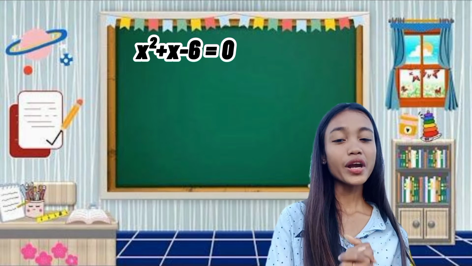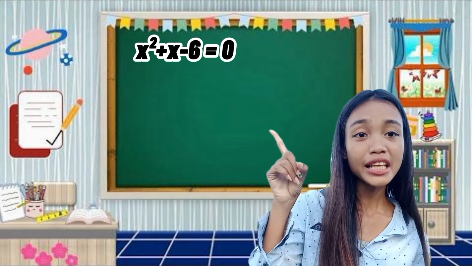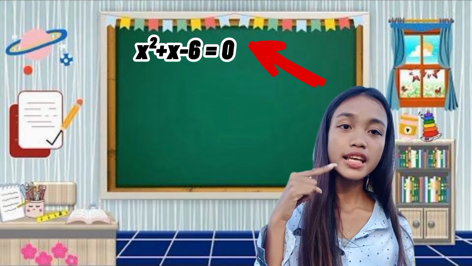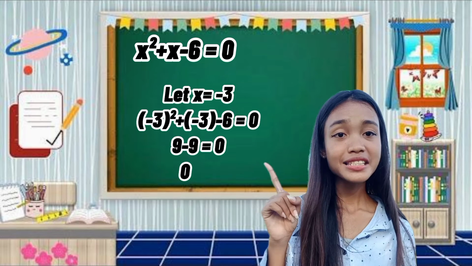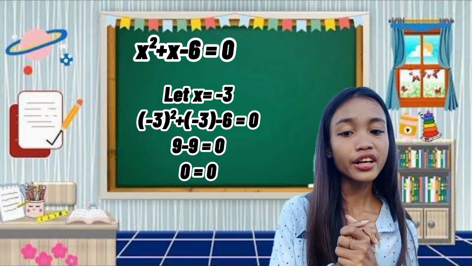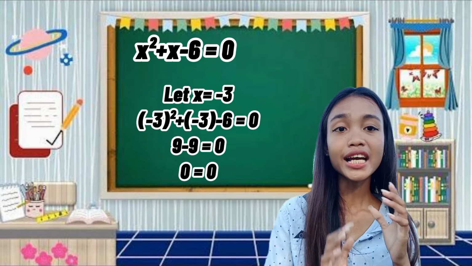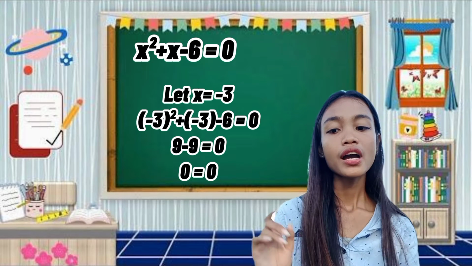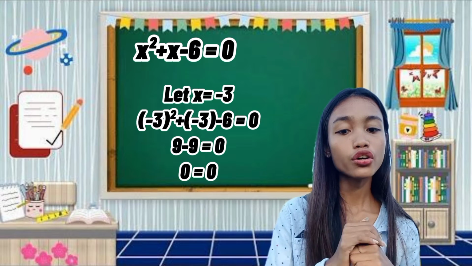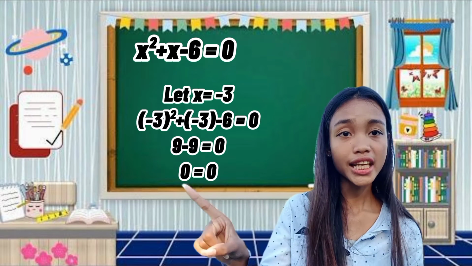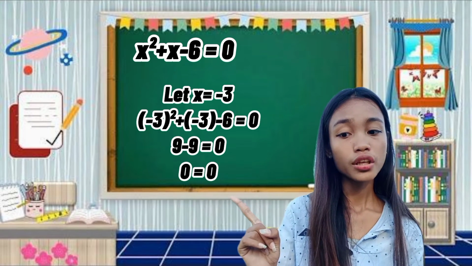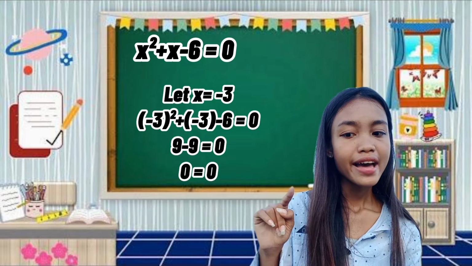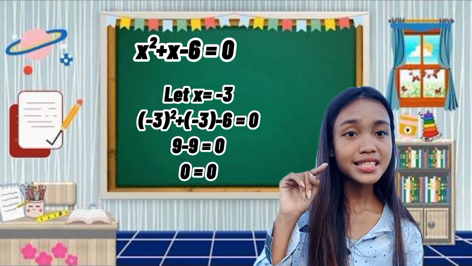To check this, we are going to use the original equation, x squared plus x minus 6 equals 0. So we have our answer here: x is equal to negative 3 and x is 2. Let's substitute the value of x, negative 3, in the original equation. So we have negative 3 squared plus negative 3 minus 6 equals 0.